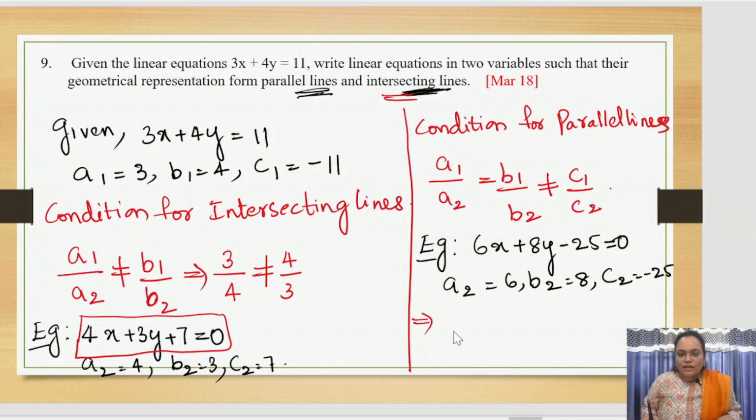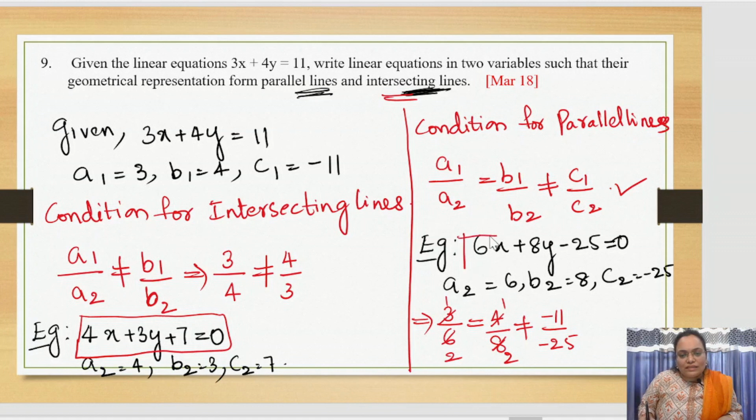Substitute the values, you will get a1 is 3 by a2 is 6 is equal to b1 is 4 by b2 is 8 is not equal to c1 is minus 11 by c2 is minus 25. Which is, 3 ones are 3 and 3 twos are 6, and 4 ones are 4 and 4 twos are 8. So therefore, it is satisfying the parallel lines condition. So this is the equation which we have formed. Okay, clear?